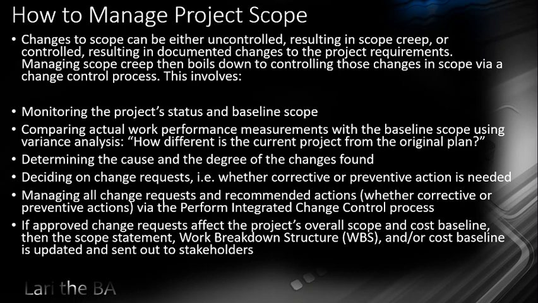Determining the cause and the degree of the changes found. Deciding on change requests, in other words, whether corrective or preventive action is needed. Managing all change requests and recommended actions, whether corrective or preventive, via the perform integrated change control process. If approved change requests affect the project's overall scope and cost baseline, then the scope statement, work breakdown structure, WBS, and/or cost baseline is updated and sent out to stakeholders.